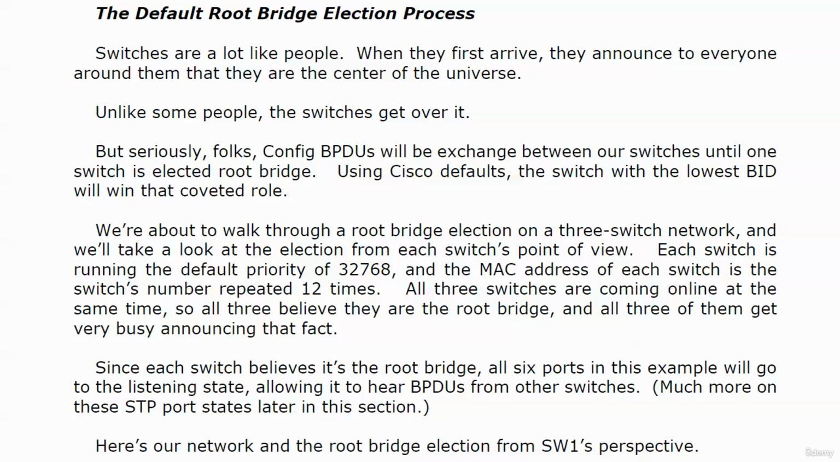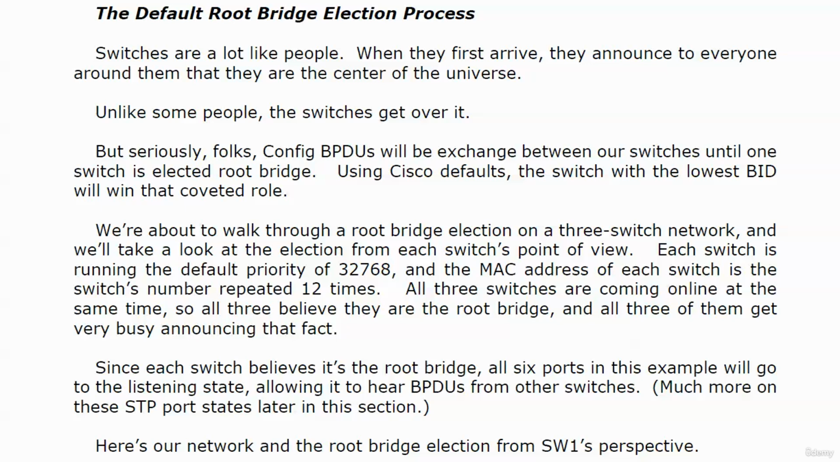Configuration BPDUs are going to be exchanged between our switches until one switch is elected the root bridge. And using Cisco defaults, the switch with the lowest bid is going to win that role. We know that. Now we're going to walk through a root bridge election on a 3-switch network. And we're going to take a look at the election from each switch's point of view. Each switch is running that default priority 32768, and the MAC address of each switch is the switch's number repeated 12 times. All 3 switches, through the magic of science or witchcraft, are coming online at the exact same time, so all 3 of them believe that they are the root bridge, and all 3 of them get very, very busy announcing that important fact.